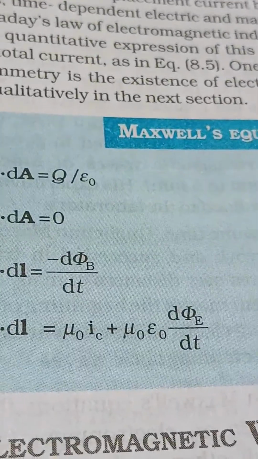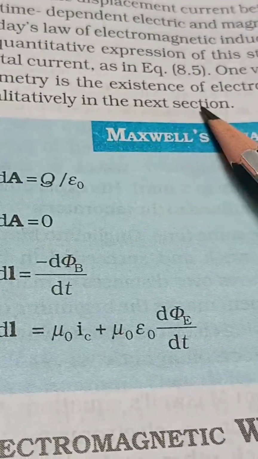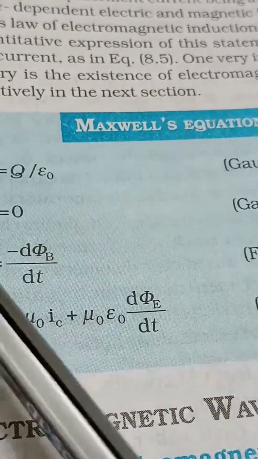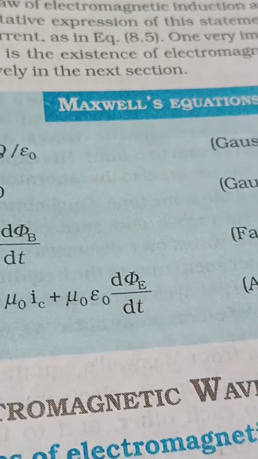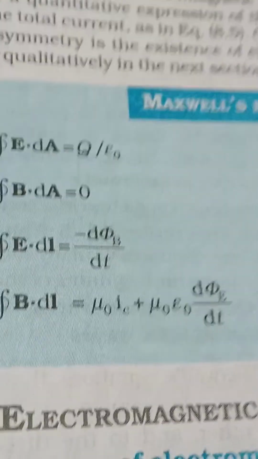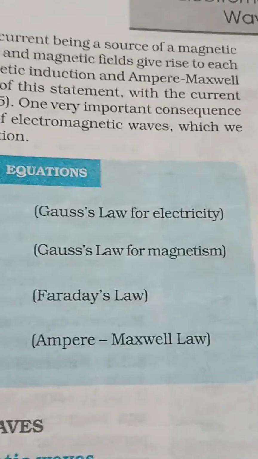Okay, the next one. One very important consequence of this symmetry is the existence of electromagnetic waves, which we will discuss quantitatively in the next section. And these are Maxwell's equations. You can see them as well as possible. These are very important equations.